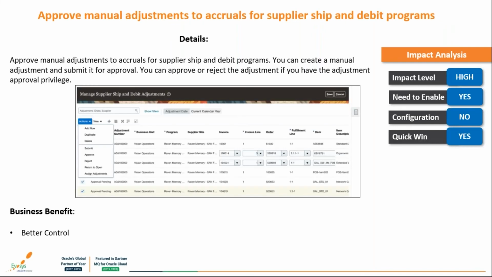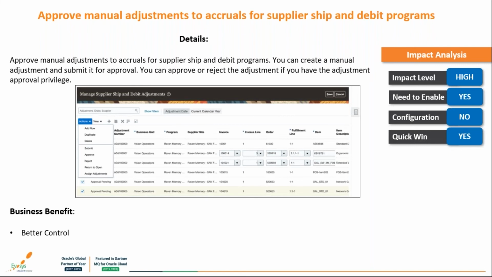The next feature is approve manual adjustments to accruals for supplier ship and debit programs. The approvals feature provides adaptability for supplier ship and debit adjustments. Manual accrual changes for supplier ship and debit programs must be approved. You can make a manual change and submit it for review if you have adjustment approval privilege. You can approve or reject the adjustment.